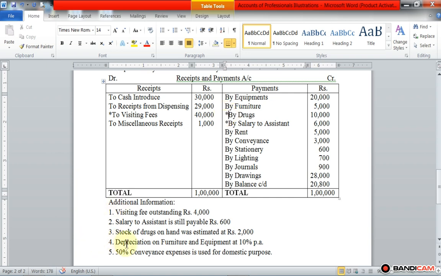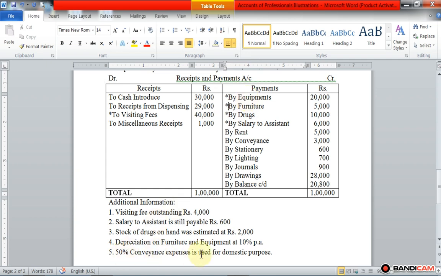Then fourth adjustment, that is depreciation on furniture and equipment. Equipment and furniture are assets of Dr. Gupta. So the effect of depreciation is that it is deducted from the respective assets, and the second effect is on the expenditure side. So make a star in front of equipment as well as furniture.